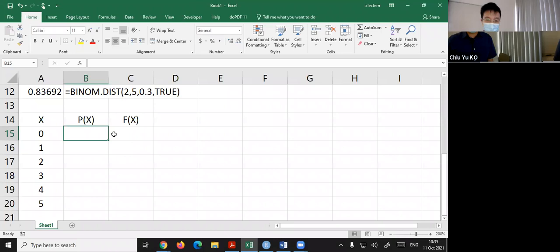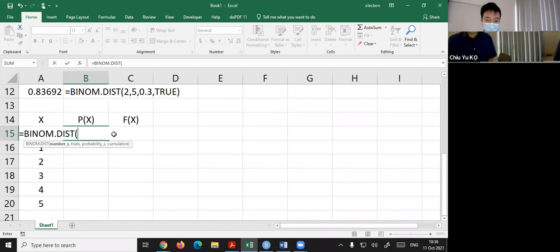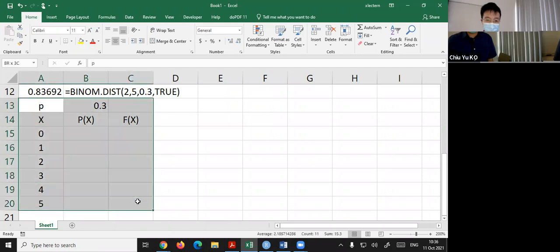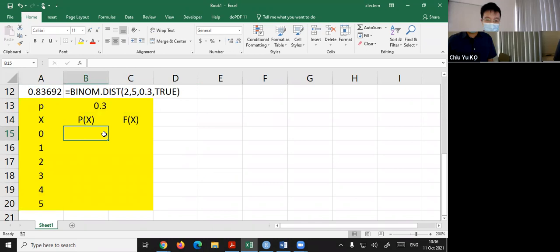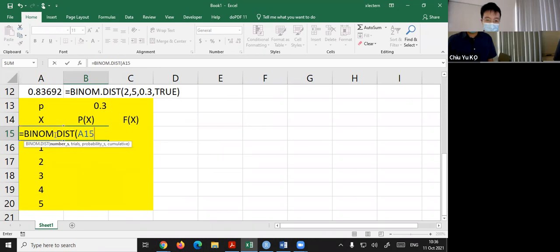Let me slow down a little bit. What I want is to draw this P of x first. P of x is probability, right? The probability is equal to binomial dist. And before I do that, I should have a p here. P is 0.3, or you can put it at the top, which is also fine, just to make it look nicer. So this is the yellow area we are working on. Number of trials is A15, on the left-hand side, which will be different depending on where you are in your Excel. And the number of trials is 5.